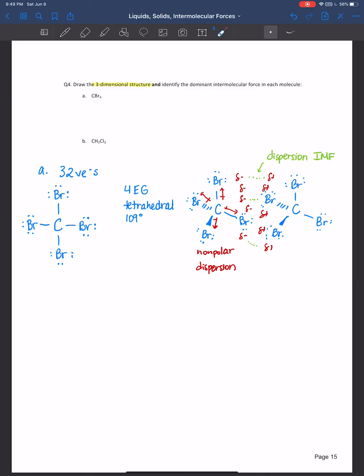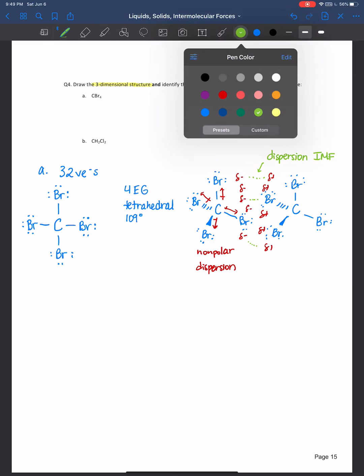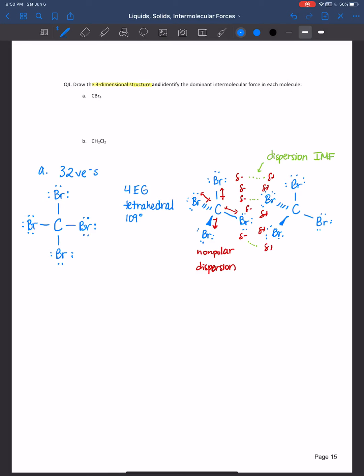All right, let's do the next example. And we have dichloromethane, also known as methylene chloride. It is also going to have tetrahedral geometry, and you can count the total number of valence electrons. Check the work, right? So that's what it looks like here. 4 electron groups, 109-degree bond angle.